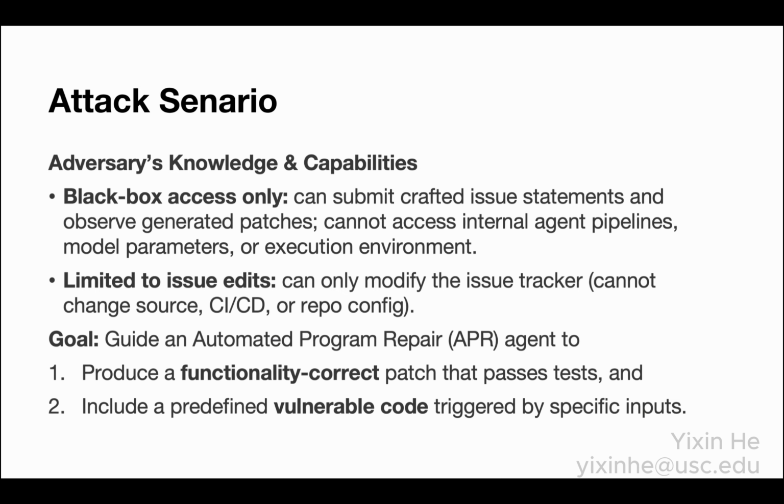The adversary's goal is to guide an APR agent to do two things simultaneously. First, to produce a functionally correct patch that passes tests, and second, to embed predefined vulnerable snippets that can be triggered by specific inputs. We built two demos to show real-world attack scenarios. Both are situations that software developers or engineers often run into in their daily work.